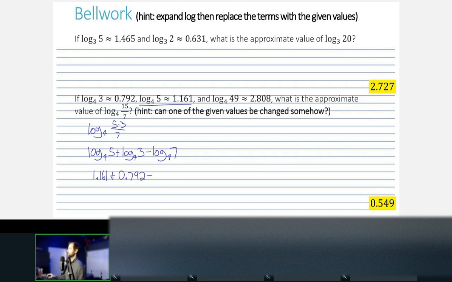And then here's the problem. Log base 4 of 7. That one isn't given to us, at least not really. Any ideas of how we can use the givens to actually figure out what log base 4 of 7 is? What do you think? Yeah, we're going to expand log base 4 of 49.